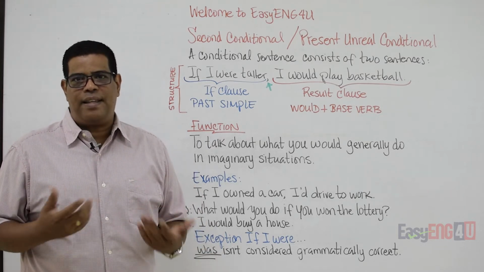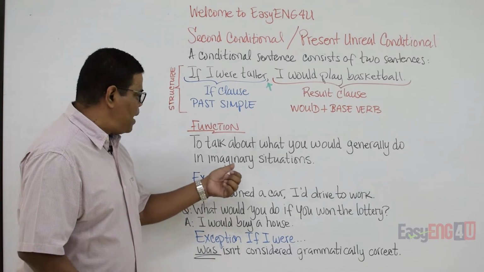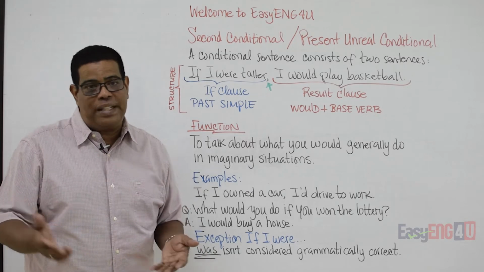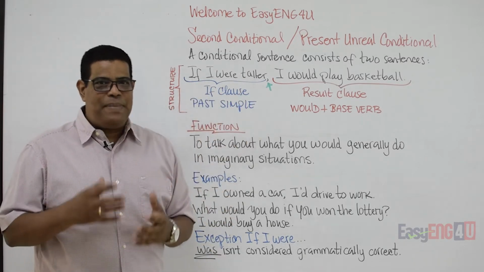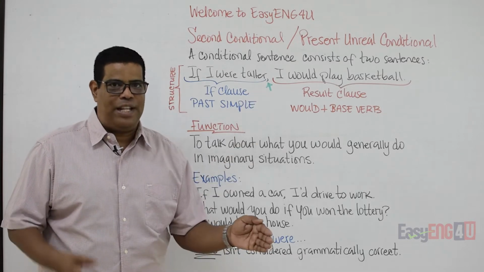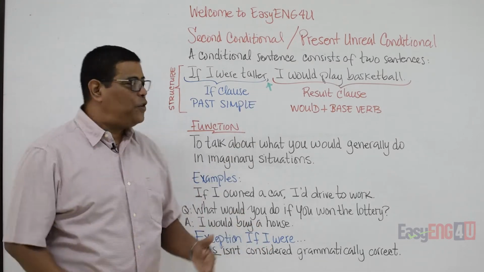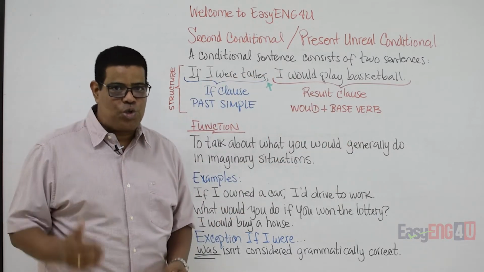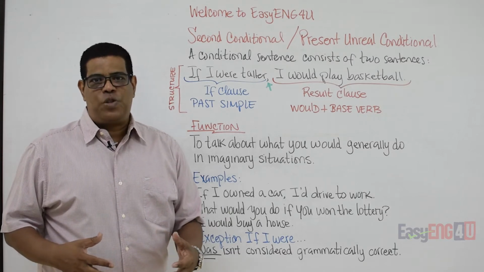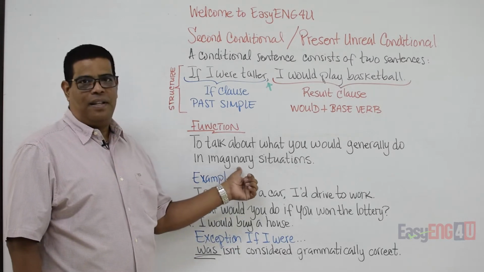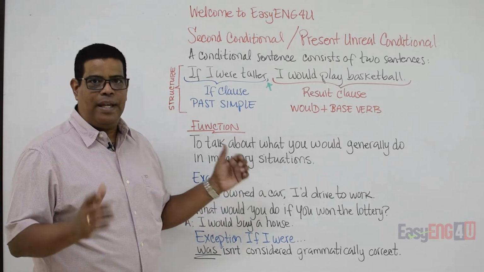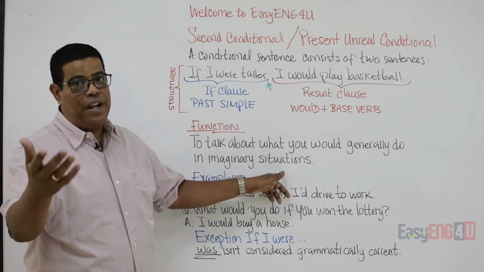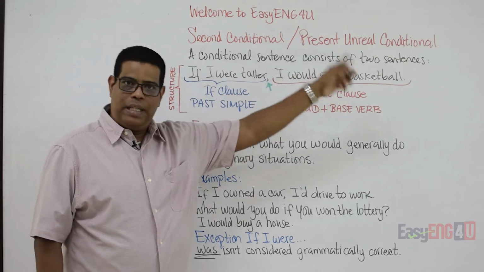We're going to use the second conditional when we are talking about what we call in English imaginary situations. So if I say, for example, if I were taller, the meaning in real life is that you're short and you're not tall. That's the difference. So if you say, if I were taller, I would play basketball. Sorry, pal, you're not tall, you're short. Okay? So you are talking about something that is imaginary for you. So we're going to use the second conditional to talk about imaginary situations. Therefore, the name, present unreal conditional.